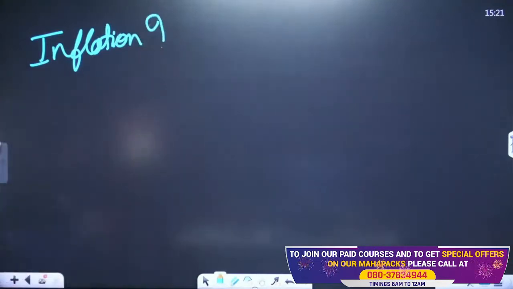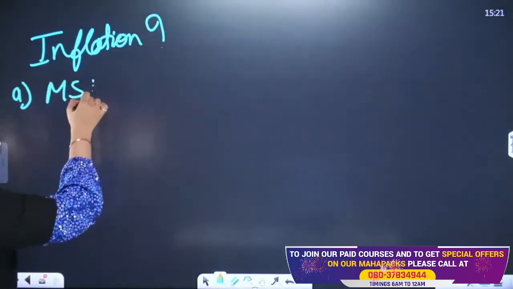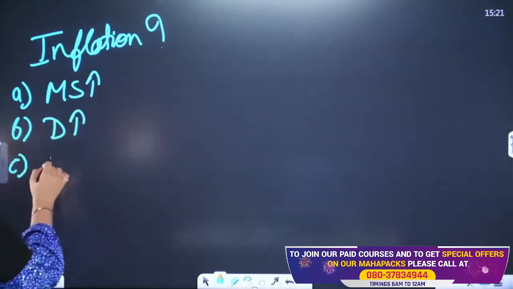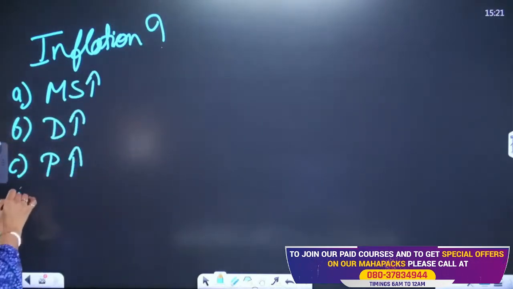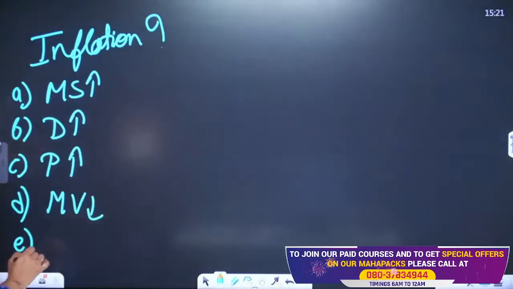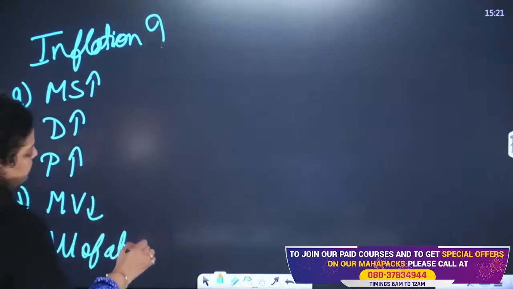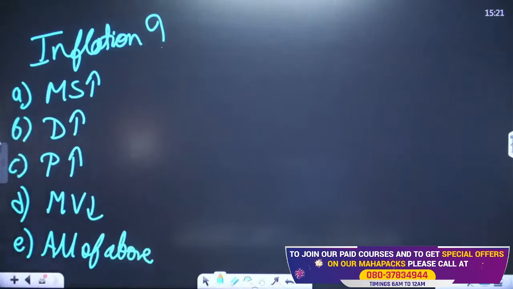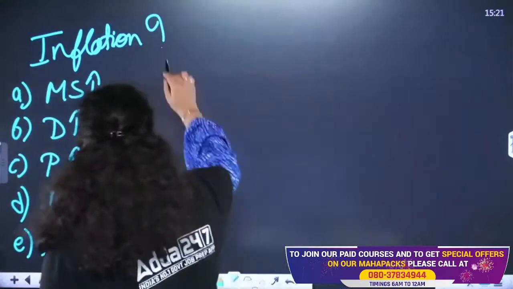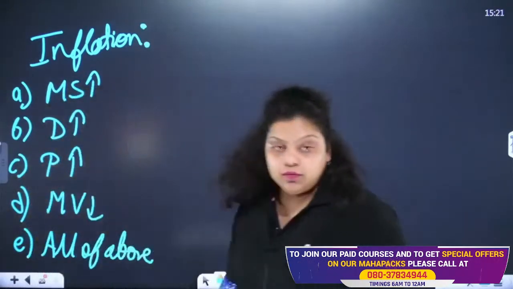What is inflation? Okay. I have the first option, increase in money supply is inflation. Second option, increase in demand is inflation. Third option, increase in prices is inflation. Fourth option, reduction in money value is inflation. And fifth option, all of the above. Which option will you give as the right answer for this question? Let me know which of these, according to you, is correct about inflation.